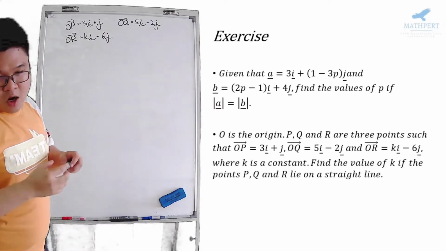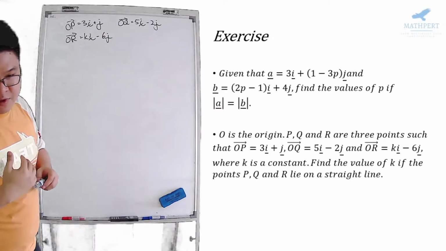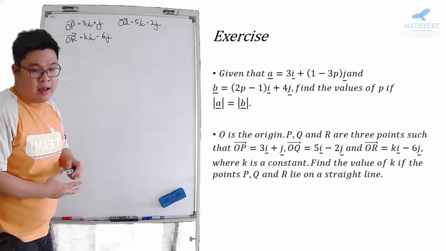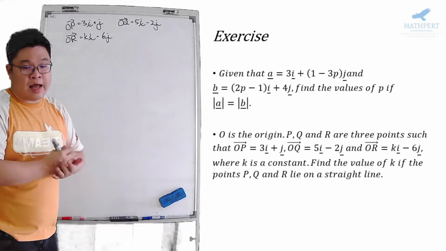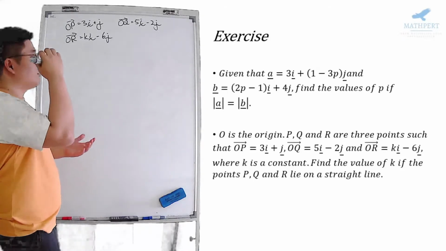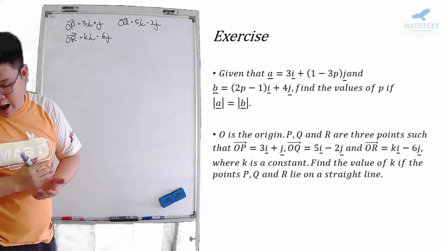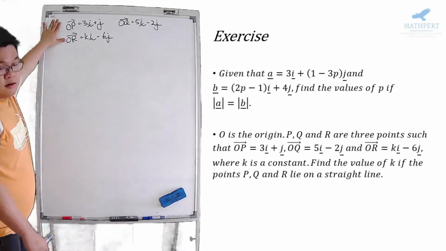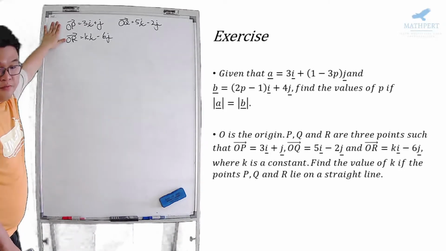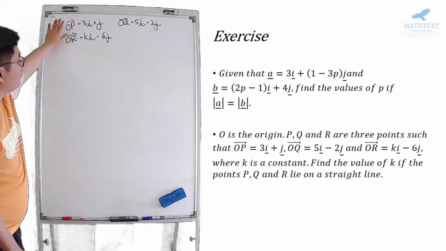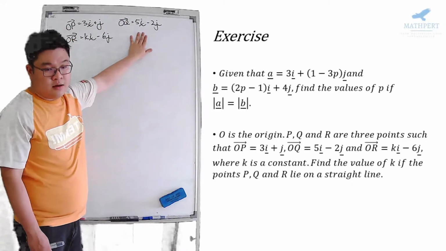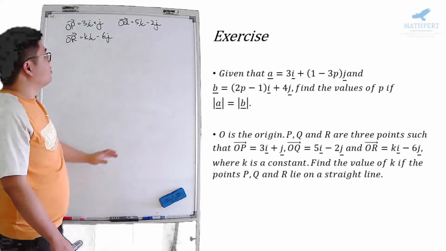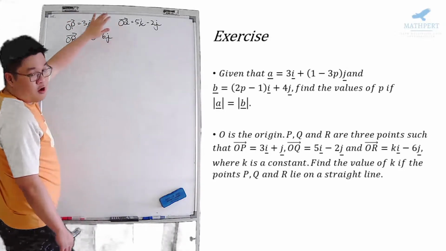Where k is a constant, find the value of k if the points P, Q, R lie on a straight line. It also means that P, Q, R are collinear. So how do we find the value of k if these 3 points P, Q, R are collinear? We can use the gradient, alright?